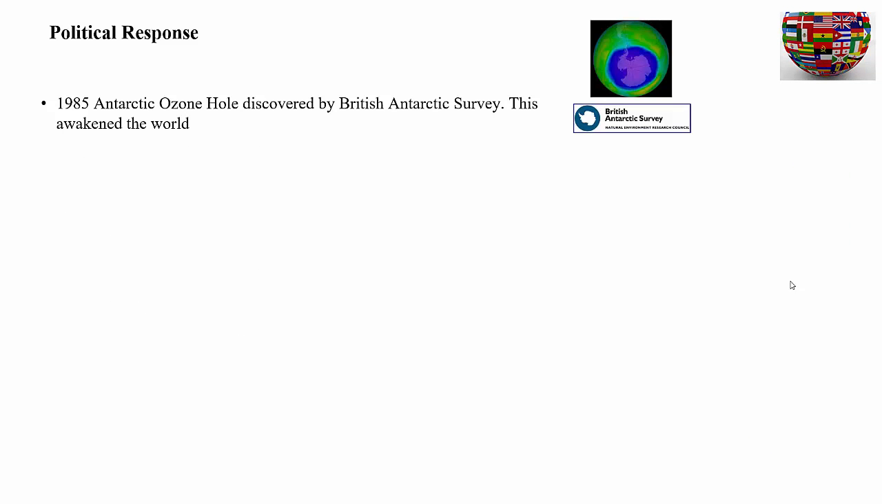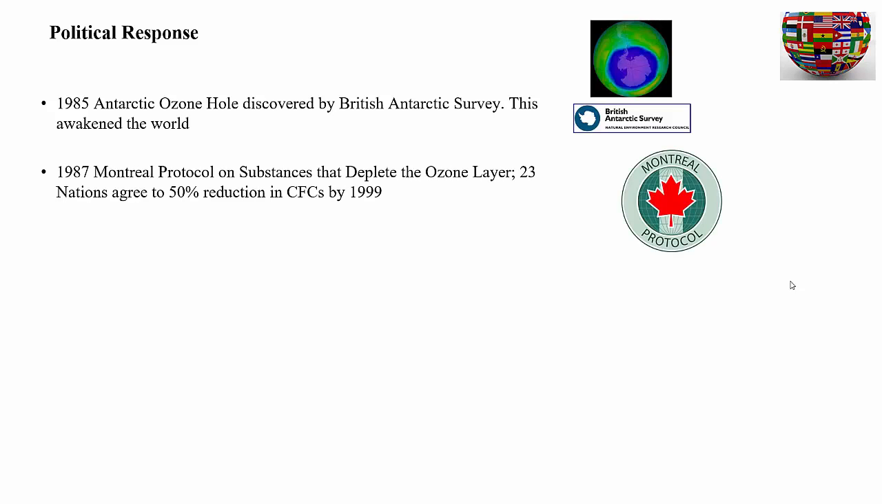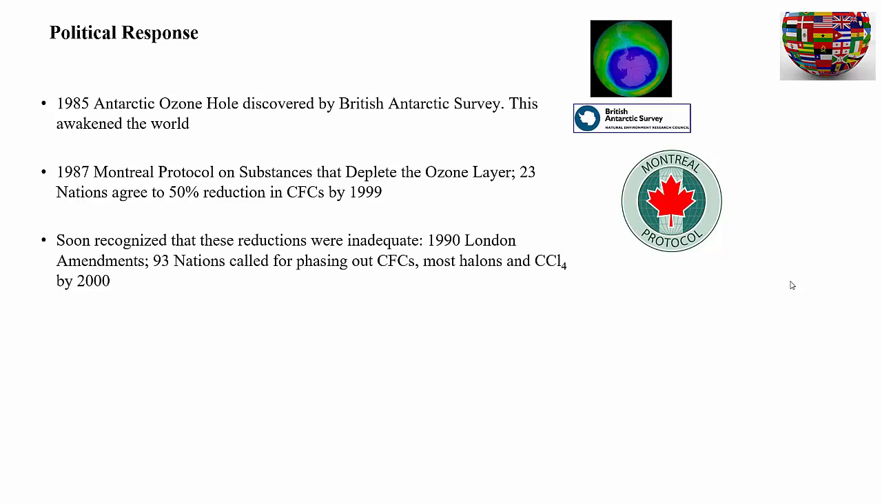In 1985, the Antarctic ozone hole was discovered by the British Antarctic Survey, and this dramatic evidence really awakened the world. This led to the 1987 Montreal Protocol on substances that deplete the ozone layer, where 23 nations agreed to a 50% reduction in the manufacture of CFCs by 1999. Subsequent measurements of the ozone layer showed that it was declining quickly and that the agreements at the Montreal Protocol were not going to be sufficient.